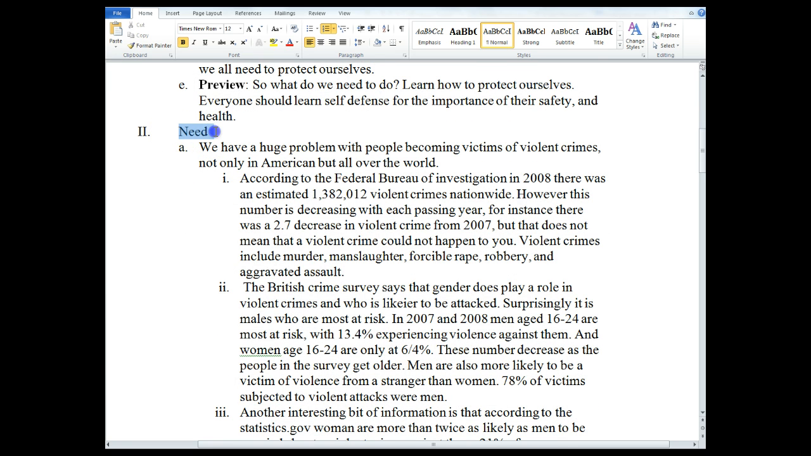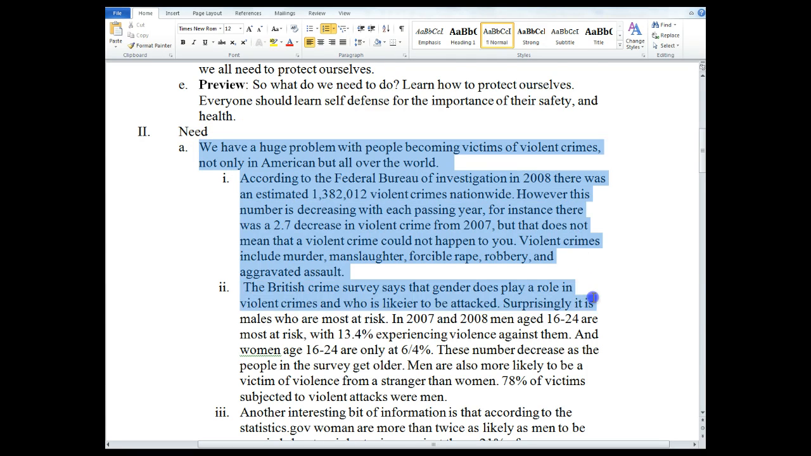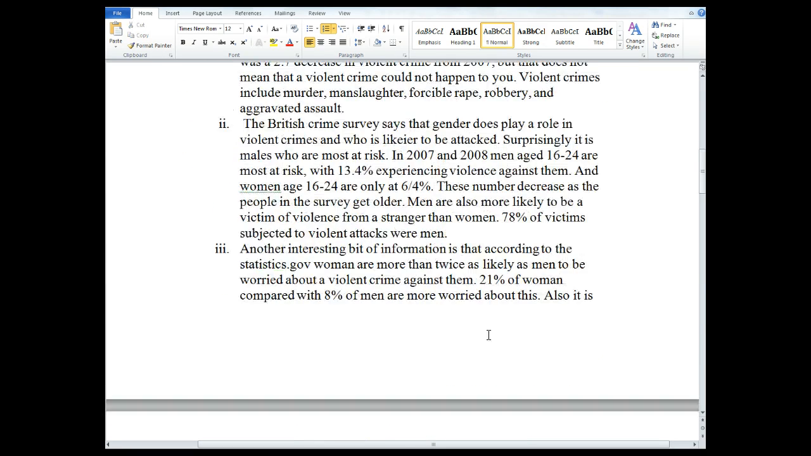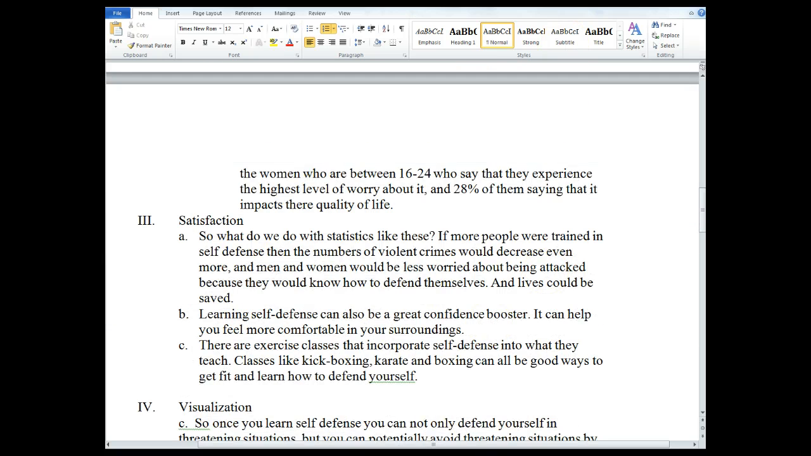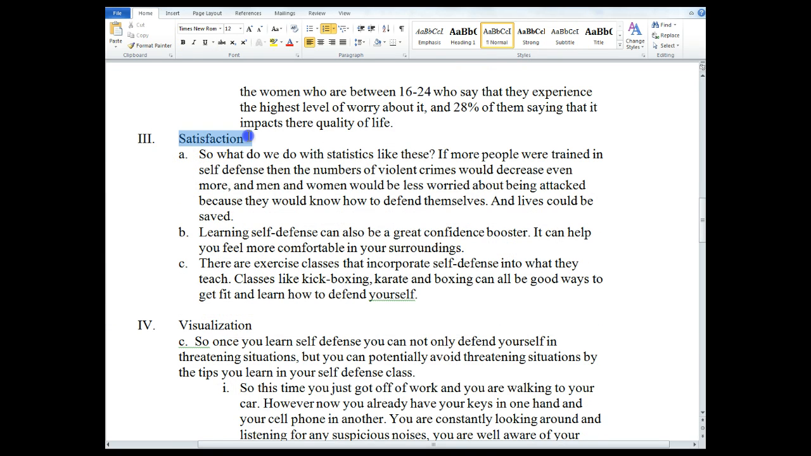Then we move on to the first body point, which is the need. Remember, this is similar to the problem step in problem cause solution. So why would we need to learn self-defense? Well, crime is a really huge issue. So they list a bunch of different factors sort of proving that. Then we move on to the second step, satisfaction. Remember, you tell the audience what they should do and then tell them the benefits of it.